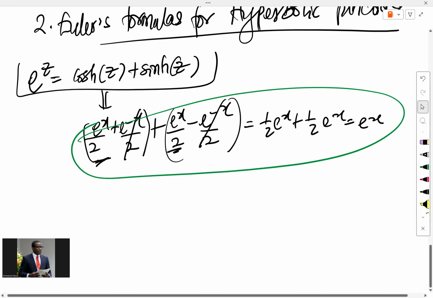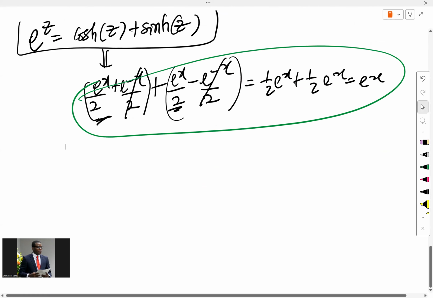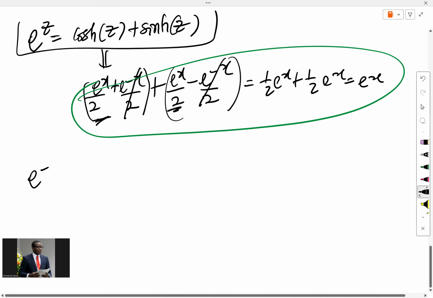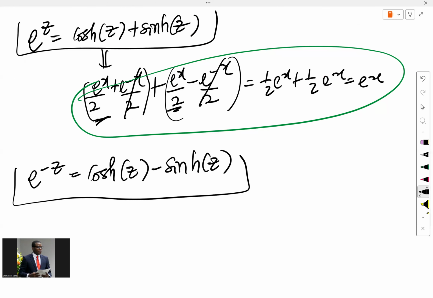And then on the other hand, you have e raised to minus z. E raised to minus z is simply the same as cos z minus sine z. So this is another one like that. Of course, you can do exactly what I did. So we have the Euler's formulas for hyperbolic functions that way.